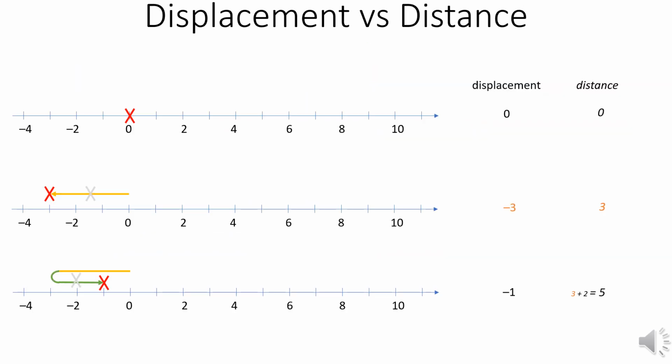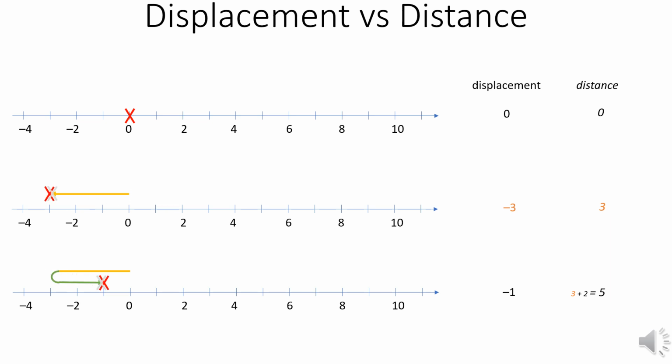The screen shows the positions and path of a particle at 3 specific moments. In the first moment, the particle hasn't started moving, so the displacement and distance are 0. In the second moment, the particle has moved to position -3, the displacement is -3, and the distance traveled is 3, since distance is always positive.